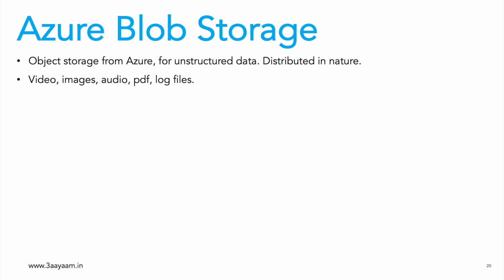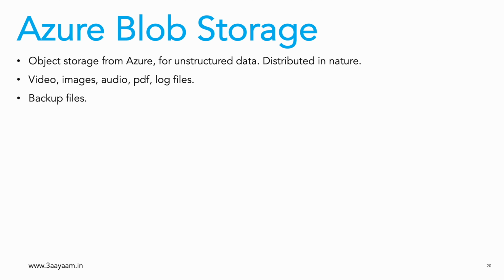Now, when I say unstructured data, these are typically video files, images. It can be PNGs, JPEG files, JPG files, etc. It can be audio files, PDF files, Word documents, Excel sheets, PowerPoint presentations, log files, whatever you can think of. So all these types of files or data are called binary data, and binary data are known as objects. That's why, as Azure Blob Storage is used to store binary data, it is known as object storage.